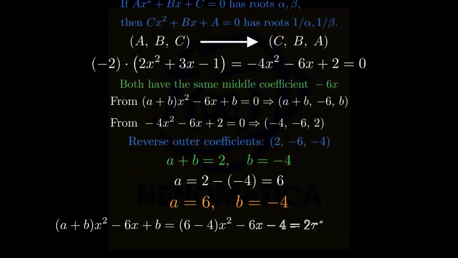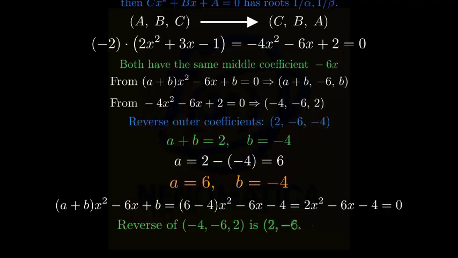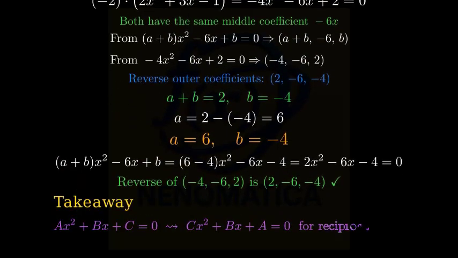Quick check. Substitute the values a equals 6 and b equals -4 into the first quadratic. It becomes 2x squared minus 6x minus 4 equals 0. This exactly matches the reversed coefficient pattern of the scaled second equation, confirming that the roots are reciprocals as required. Takeaway: for quadratics with reciprocal roots, reverse the outer coefficients and keep the middle one. Matching the middle coefficient locks the overall scale, letting you read off the unknowns directly.